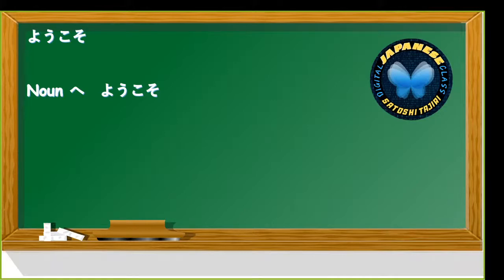Okay, send your answer in YouTube chat. Welcome to Japan. How to say that? Welcome to Japan. Nihon e yokoso. Okay, Nihon e yokoso. Okay, very good. Okay, welcome to Japan. Nihon e yokoso.